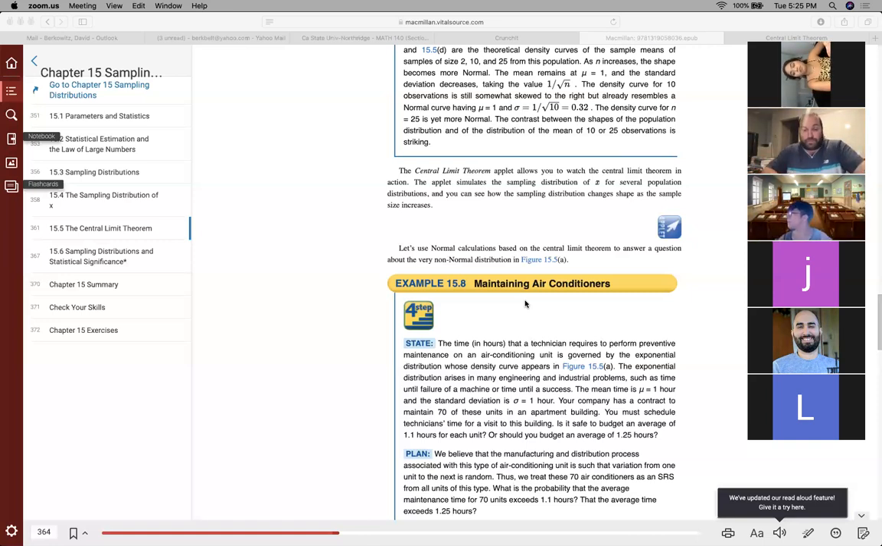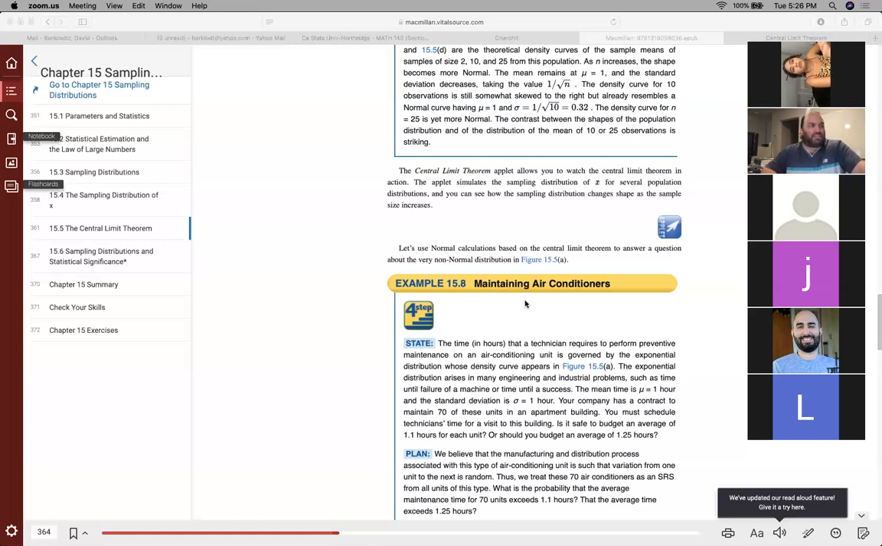So the original curve is not a normal curve, correct? Right. The question is, are we allowed to approximate this with a normal curve? Yes. Why? Because it's a random sample.